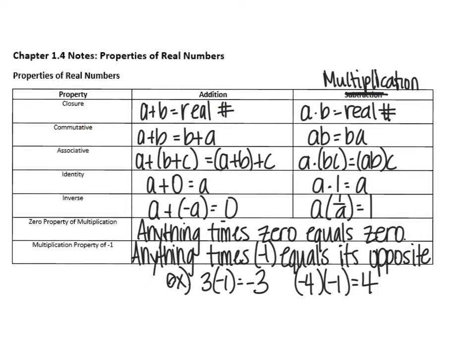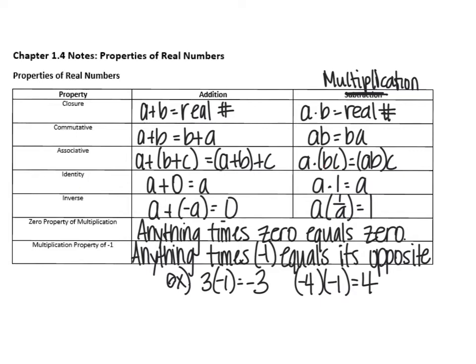Real numbers are commutative under addition, which means that if you add A and B, it's the same thing as if you had added B and A. And they're commutative under multiplication, which means if you multiply A and B, it's the same thing as if you multiplied B times A. Real numbers are also associative under addition, which means you can change the grouping. As long as you're only adding, you can add B and C together first, or you can add A and B together first. It doesn't matter. Same thing with multiplication.